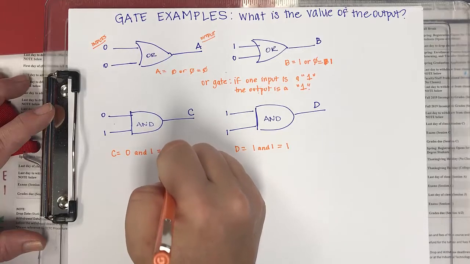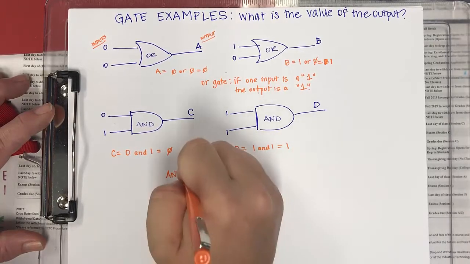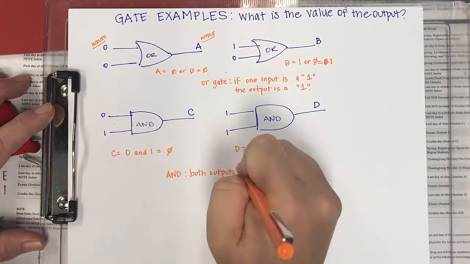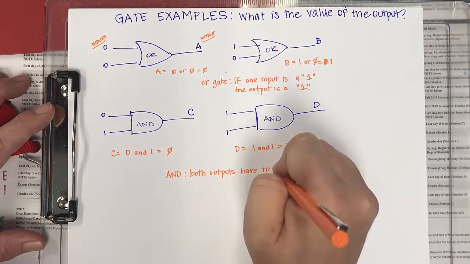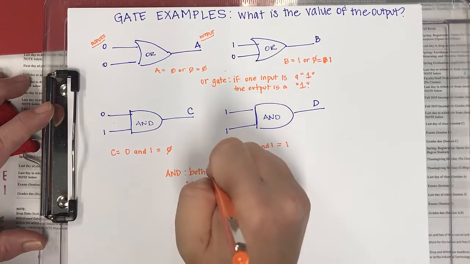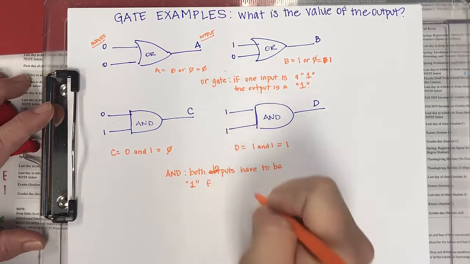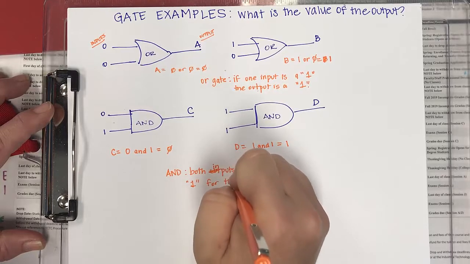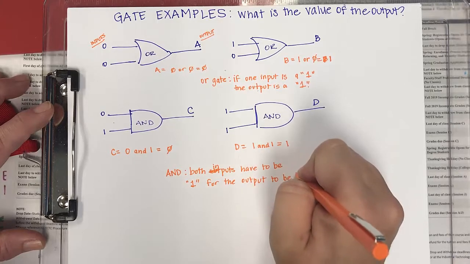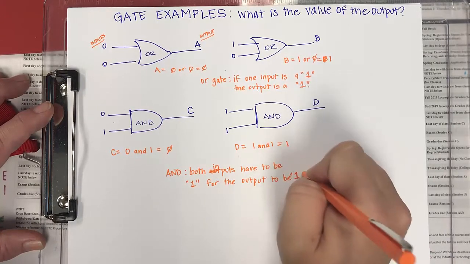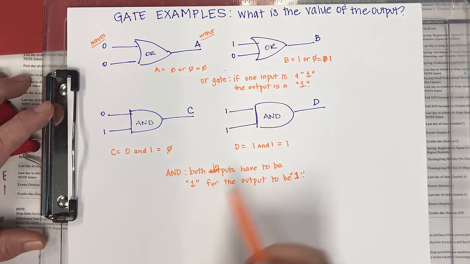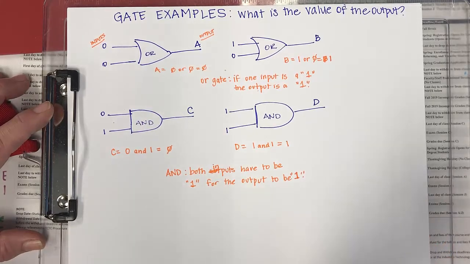So for an AND gate, both inputs, excuse me, have to be 1 for the output to be 1. Okay? And both inputs have to be true for the output to be true. Okay? Hope that helps.